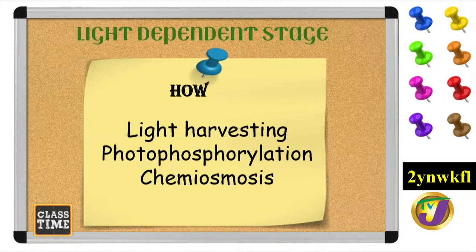How does it happen? We are going to be focused on that for most of today's lesson, because this is the stage where students tend to have issues with photosynthesis at the CAPE level. And we're going to be looking at three things: light harvesting, photophosphorylation, I know it's a real word, trust me, and also we'll be looking at chemiosmosis if time permits.